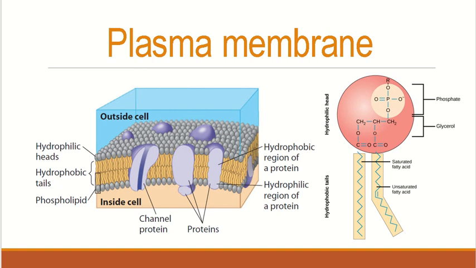Now, in terms of the components of the phospholipid, of course, we have the two non-polar fatty acid chains, one saturated and linear, one unsaturated and bent or kinked, both of which are components of the hydrophobic tails. And then for its counterpart, the hydrophilic head, we have two other components. We have the glycerol, and attached to it, we have the phosphate.